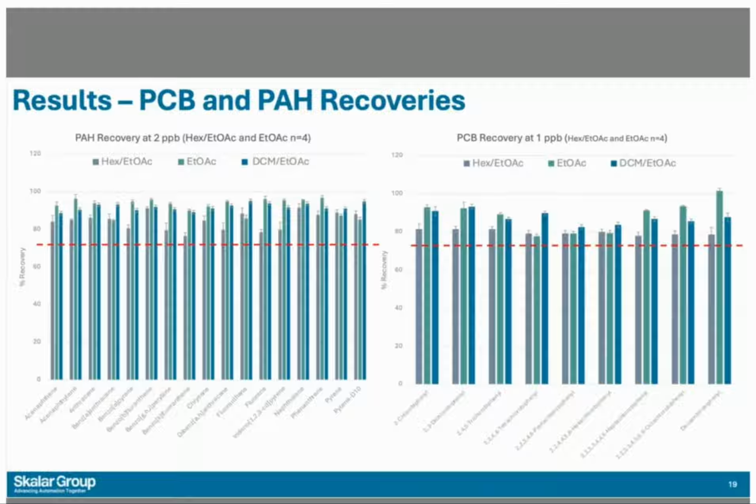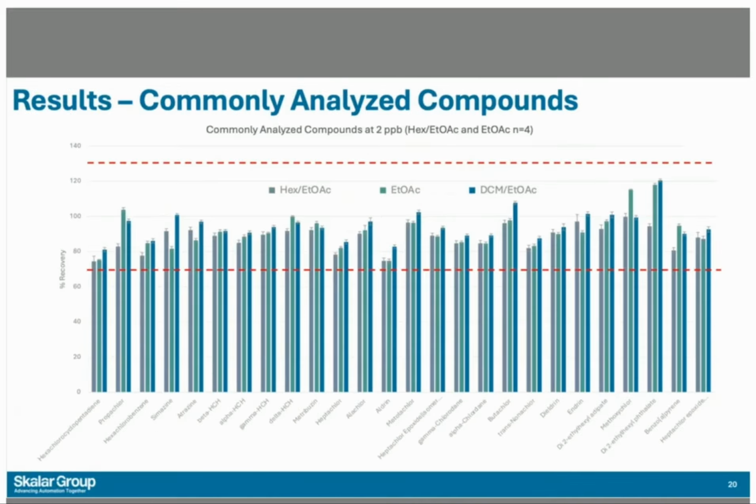Again, small trial, it's actually n equals 4, so we did essentially a side-by-side, 4 with one, 4 with another on the same run. But to see that they're passing, even with those initial trials, is of course very encouraging. So here's the same list of commonly analyzed compounds. Again, all passing that 70% threshold.